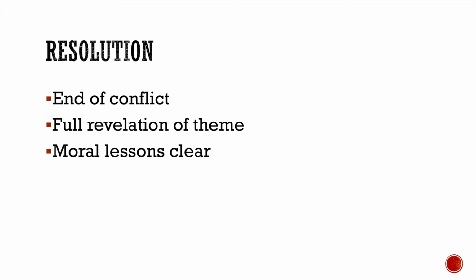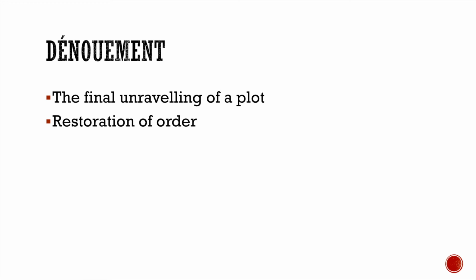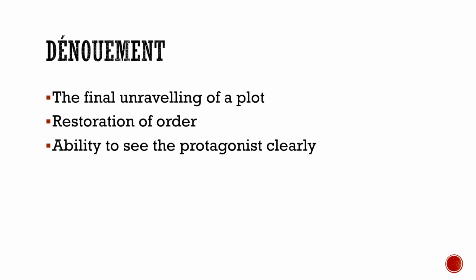And then you reach the dénouement, which is a French word for laying everything bare, and it's the final unravelling of the plot, the restoration of order, and an ability to see the protagonist clearly. If I use the example of Macbeth again, that restoration of order, this is Malcolm's inviting everybody to see him crowned at Scone. It's a sense that order is restored. The world has gone back to rights. What it was that was wrong has been dealt with.